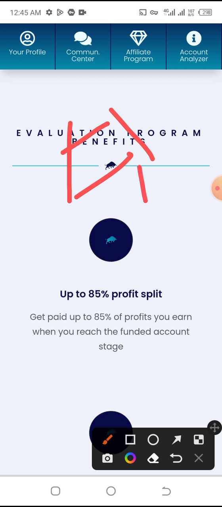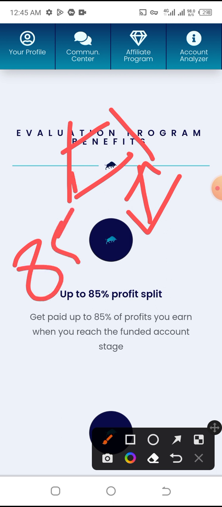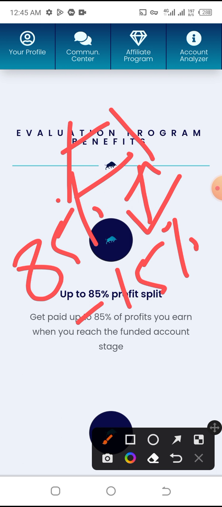Now every month, out of the profits you make, they give you 85% and they take 15%. That is it. In the evaluation account, they give you 85 and they take 15%. But these guys are not going to restrict you, like saying this month you have to give us this. If you don't make any profit this month, no problem.